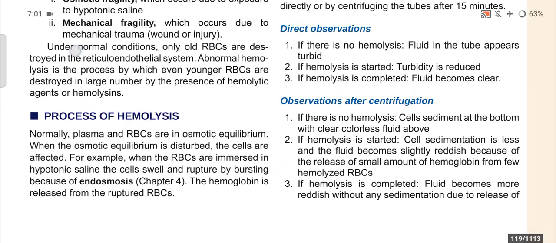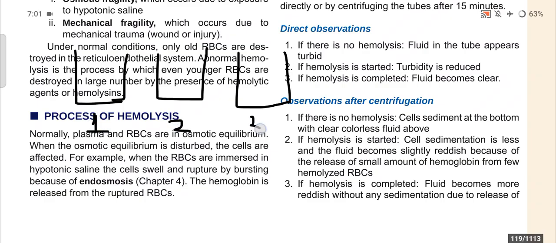So let us draw it again. What happens if there is no hemolysis? 1, 2, 3 again. The cells are sedimented at the bottom, and there is colorless fluid above. There is no color. In case of the second point, the cell sedimentation is less and the fluid color is slightly reddish.